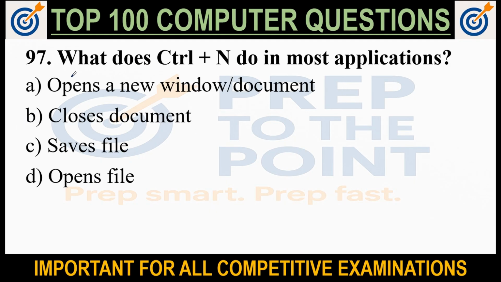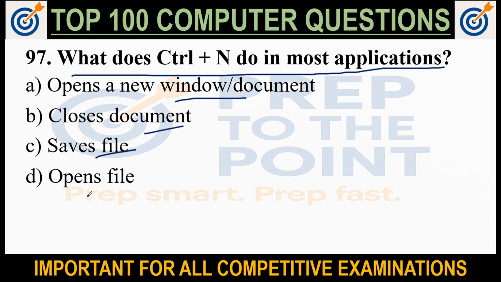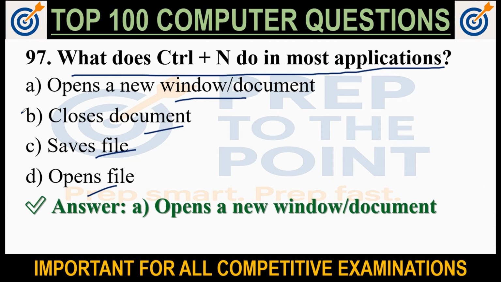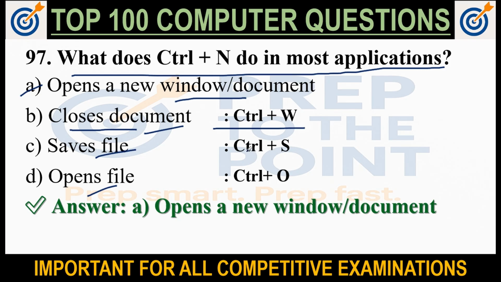What does Ctrl+N do in most applications? Opens a new window or document, closes a document, saves a file, or opens a file? The right answer is option A, opens a new window or document. To close any document, we use Ctrl+W. To save a file, Ctrl+S, or to open a file, Ctrl+O.